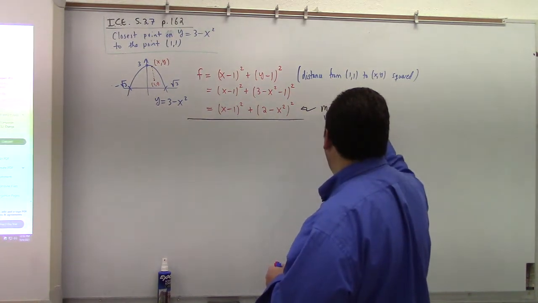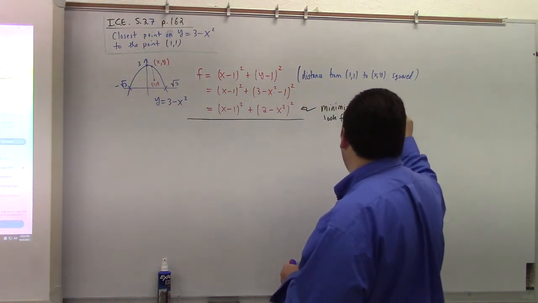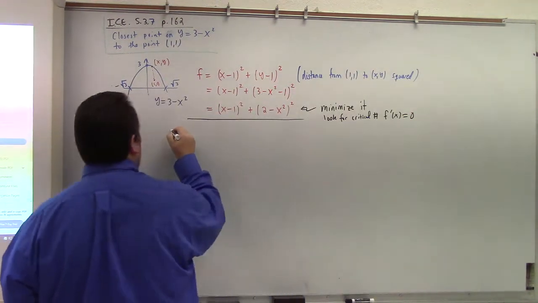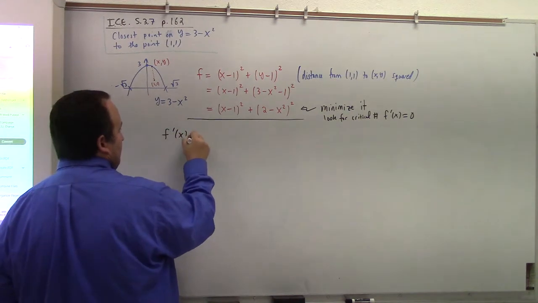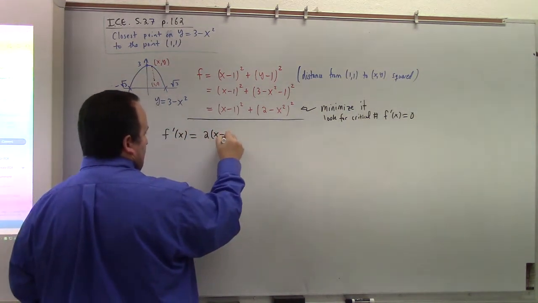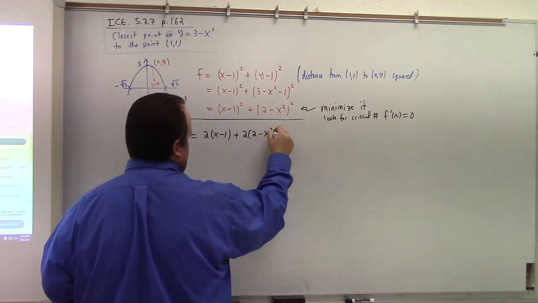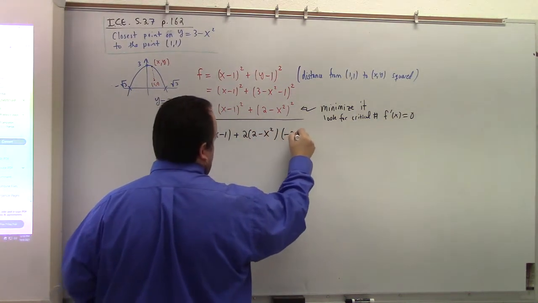So we're going to look for critical numbers, where f prime of x equals 0. So we need to calculate f prime. F prime of x is 2 times (x minus 1) plus 2 times (2 minus x squared) times minus 2x by the chain rule.